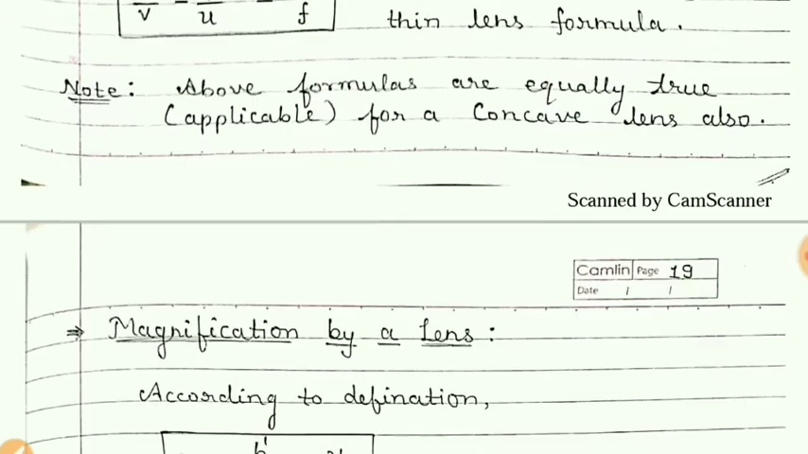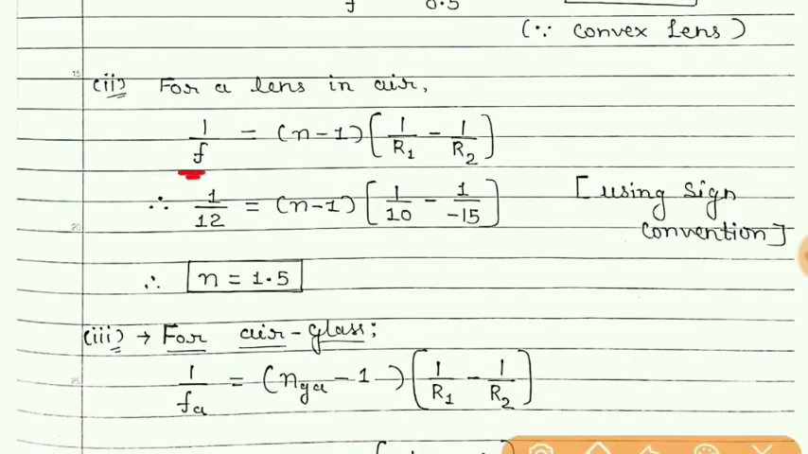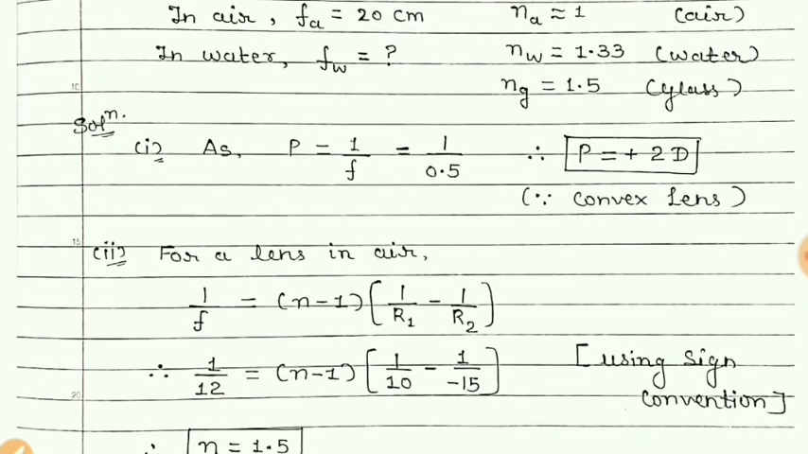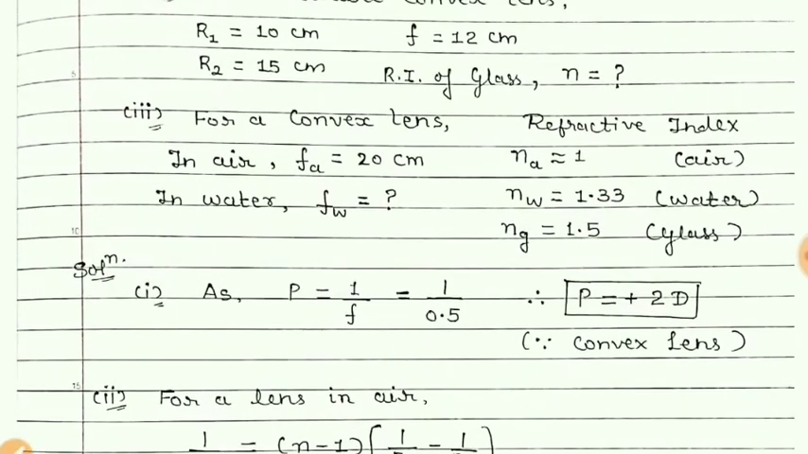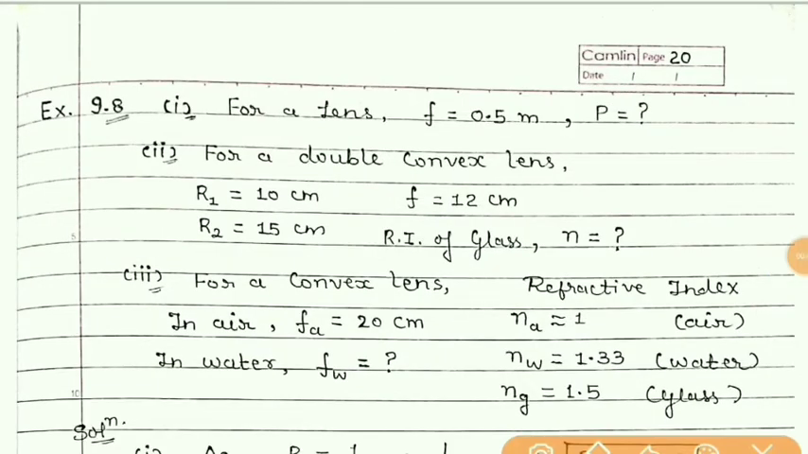So here also directly we have written this formula, 1 upon f is equal to n minus 1, 1 upon r1 minus 1 upon r2. Now just put the given values. Value of r1 is given, r2 is given, and f is also given. But when we put the values, we need to remember the sign convention. So here, as it is a double convex lens or simply convex lens, its focal length will be positive.